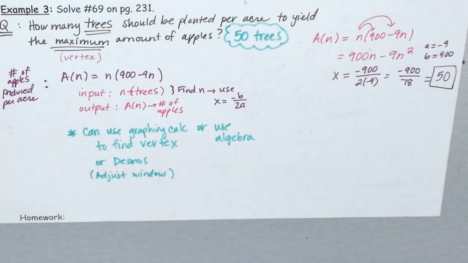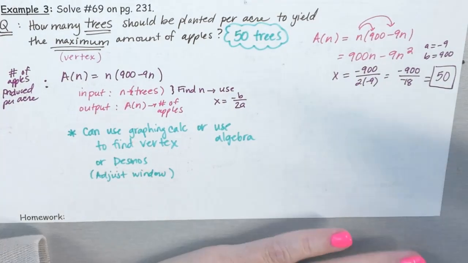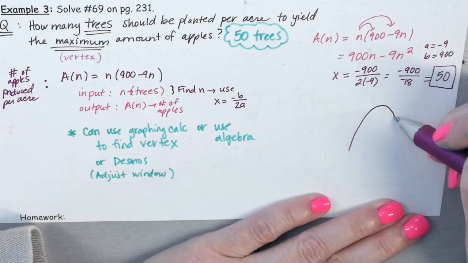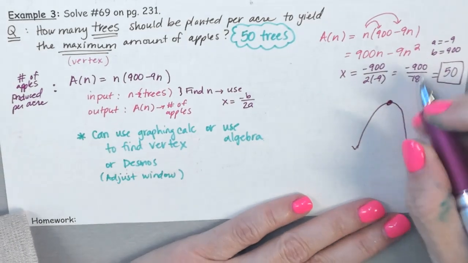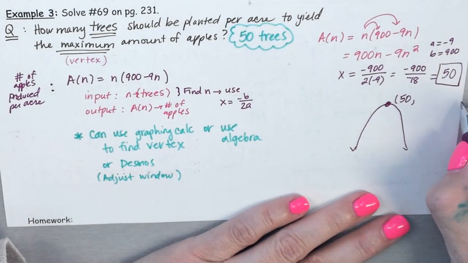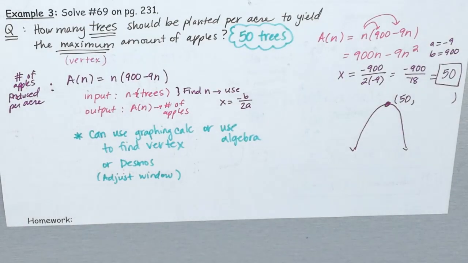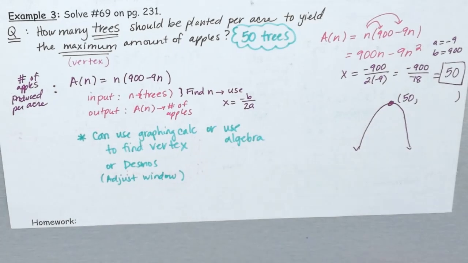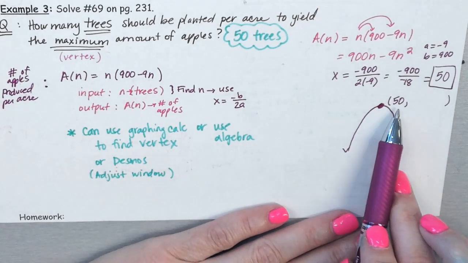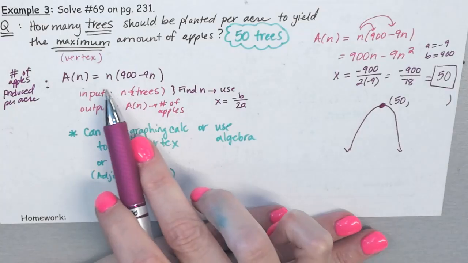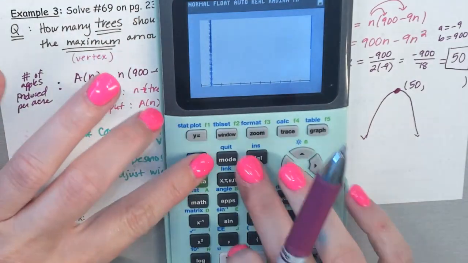And that's because you found on the parabola, which I'm just going to make a little parabola here, that the x coordinate is 50. I'm going to show you how you can also find the y coordinate, because this could have very easily asked you, like, what's the maximum number of apples produced per acre, and then we'd have to do that. So I would recommend doing this on Desmos. You could also just plug in 50 in here, and you'd be able to find that answer.